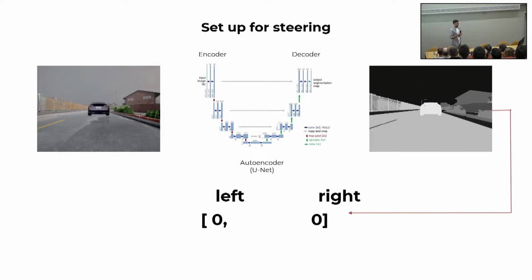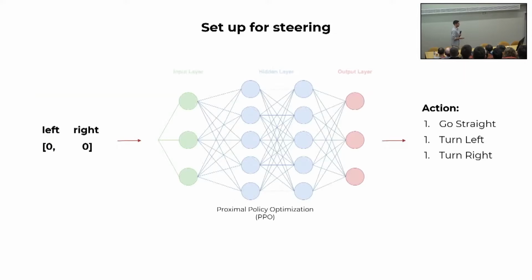So basically, when left is 1 and right is 0, it means that the leader is on the left of our agent. When left is 0 and right is 1, then the leader is on the right of our agent. And finally, when both are 0, it means that we are aligned with the leader. In the way that we define the state, it's impossible to have 1-1, for obvious reasons. When we have this state, we are going to pass it into our reinforcement learning algorithm.